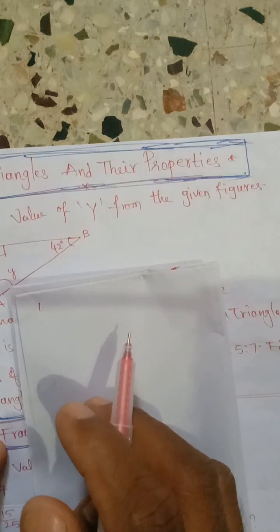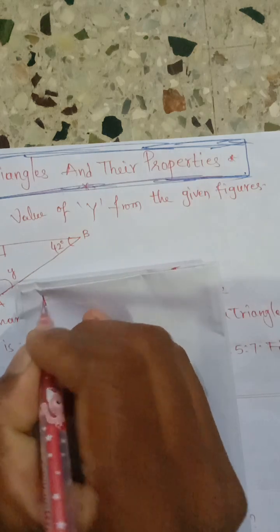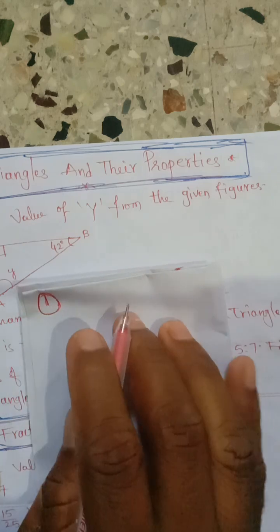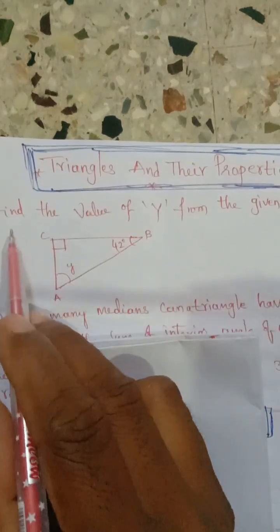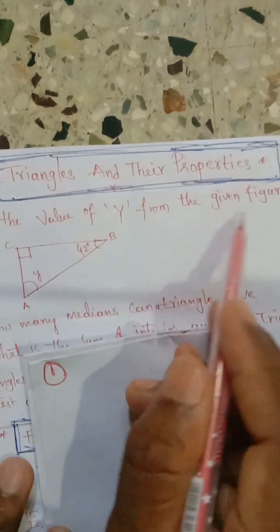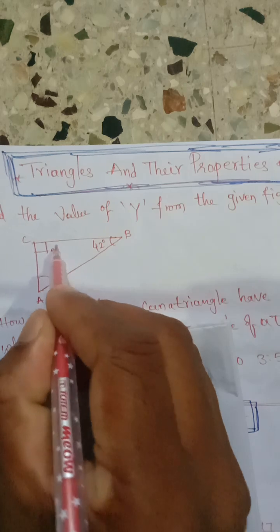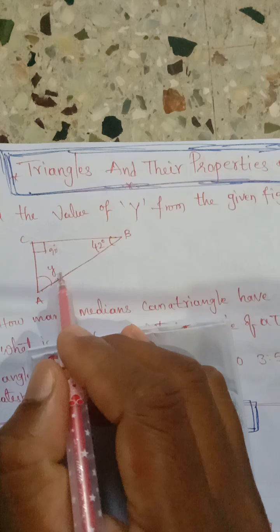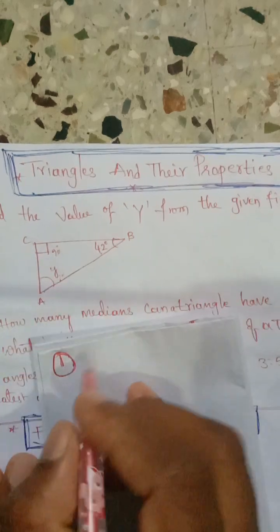Triangles and their properties. Question number 1. Find the value of y from the given figure. This is the given figure. Here we have 90 degrees, 42 degrees and y degrees. Find the value of y.